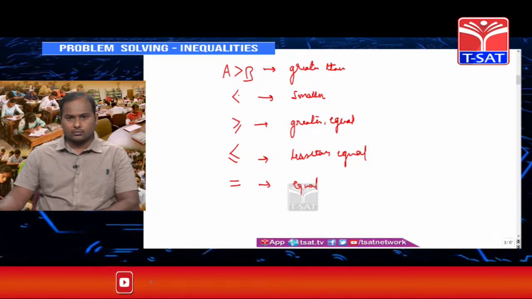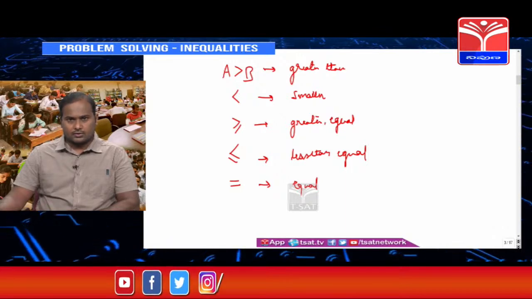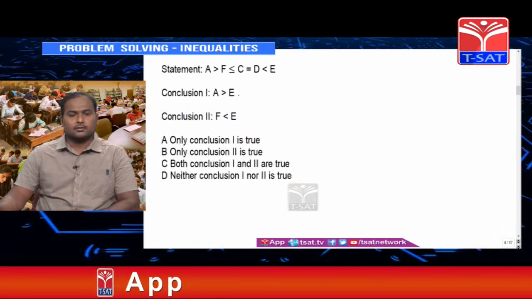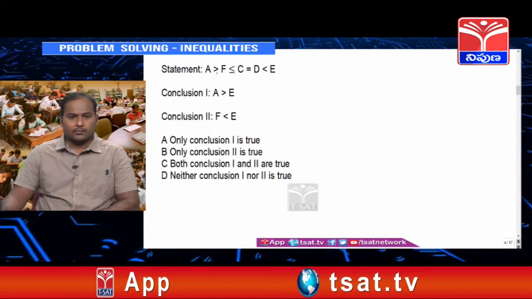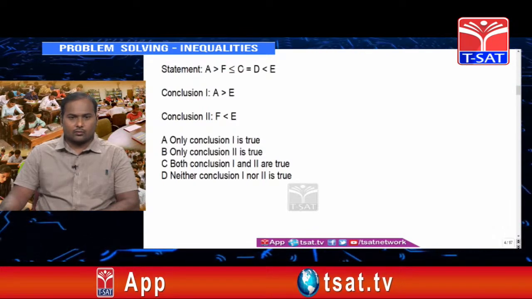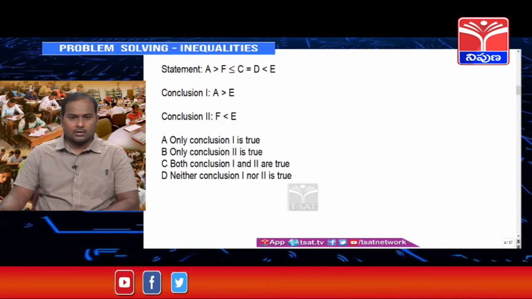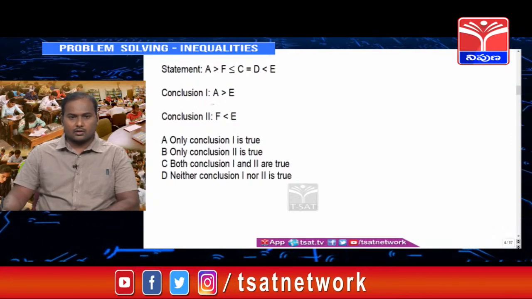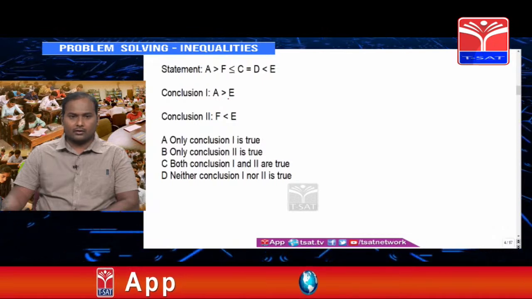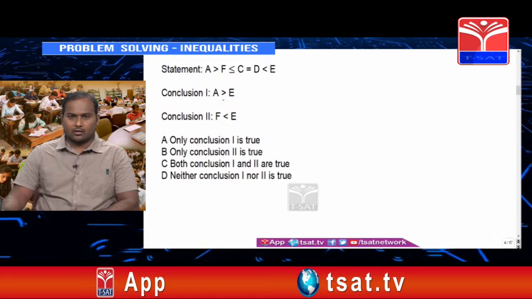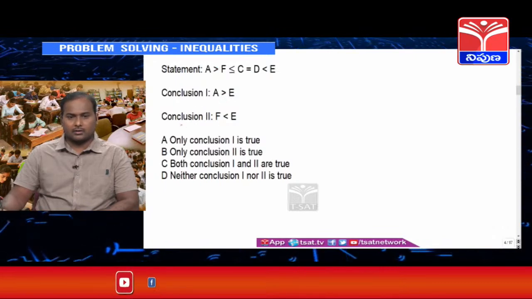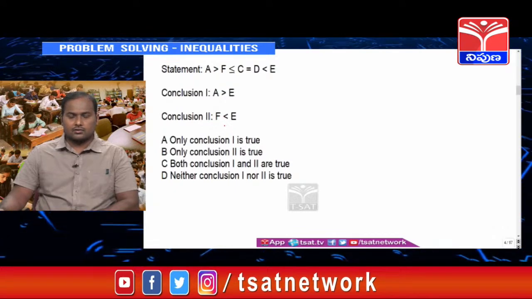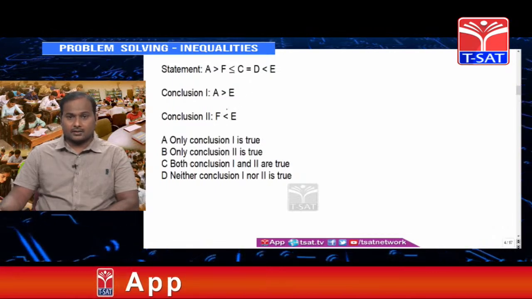In this he will give a statement followed by conclusions. For example, let's see a problem. See here, in the statement you can see A greater than F, F less than or equal to C, C equal to D, D is less than E. So these are the statements followed by 2 conclusions. Conclusion 1 says A greater than E. We need to find out whether this conclusion is correct or not from the given statement. In the same way, conclusion 2, F is less than E, whether this conclusion follows or not, we have to see from the given statement.